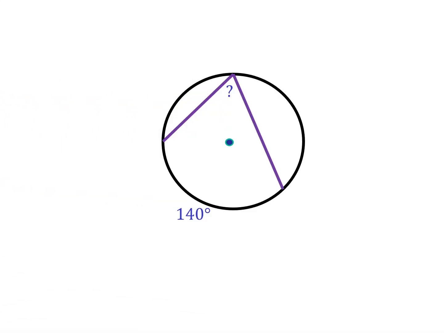Now, if the angle is not a central angle, that means its vertex is not on the center, but it's on the circle, then according to its theorem, the measure of its angle is half of the measure of its intercepted arc. So in this case, this angle is just half of 140 degrees, which is equal to 70 degrees.